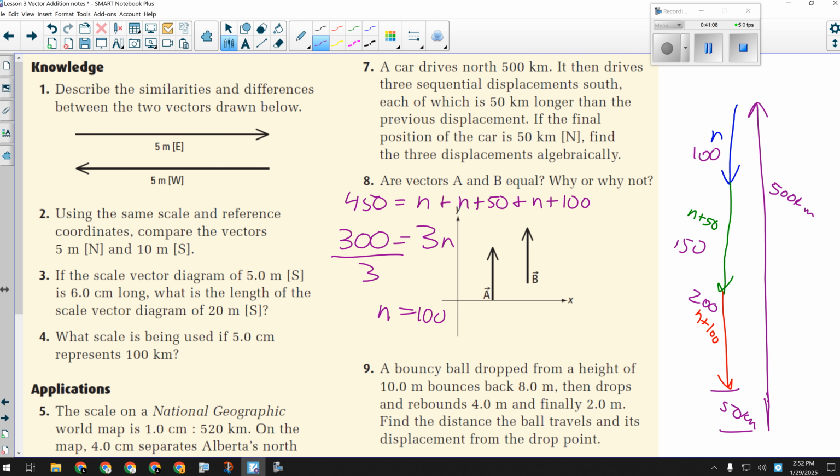It's an algebra trick for sure, but you can't even get to the algebra unless you've got a diagram there that can help you lay it out. All right, so just trying to illustrate the importance of drawing those tail to head diagrams, even for something collinear like this, to help us figure out what those things could be.